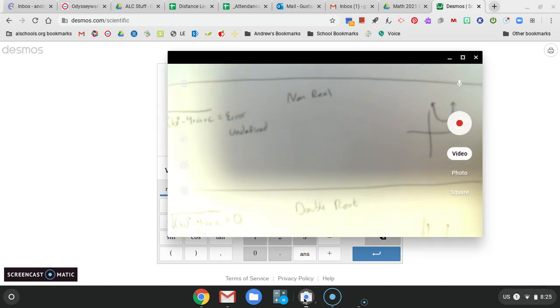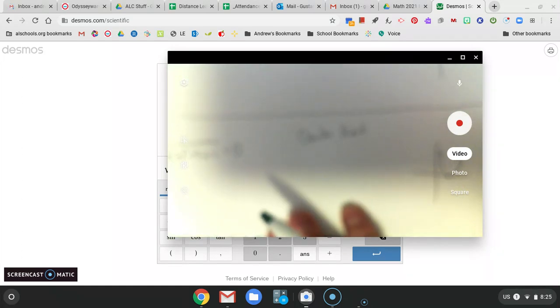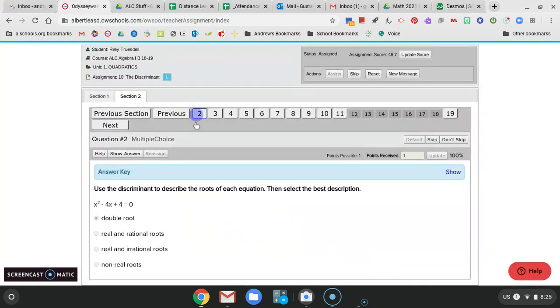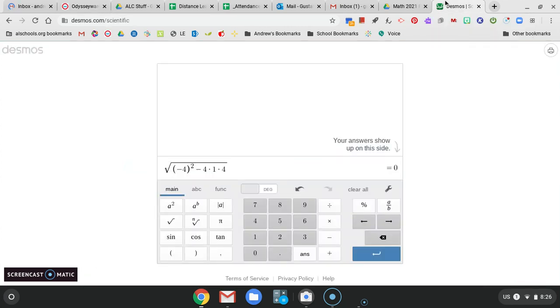If it equals 0, that's a double root. So the solution for number 2 should be a double root. Now these answers aren't all correct, so don't just go through and click them. But same thing then, you would do -5 squared minus 4 times 1 times 7 and see what result comes out. If you're still not sure, if you're still getting wrong answers, please let me know. Email me, text me, whatever you need to.